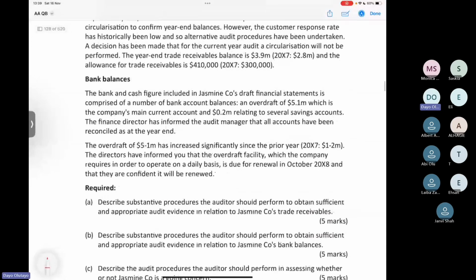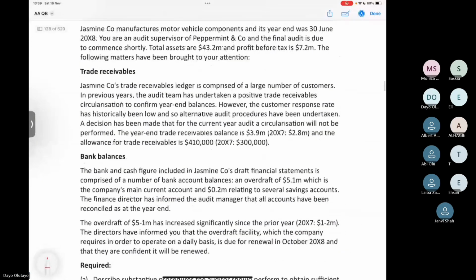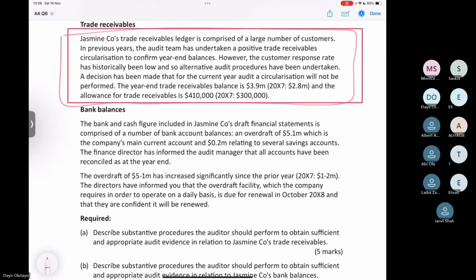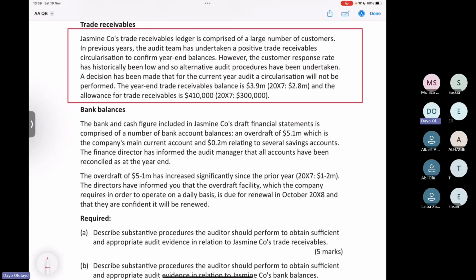Yeah. So look at Jasmin. See, look at trade receivable. It's similar to what we've done before. Let's look at it. See, trade receivable comprised of a large number of customers.